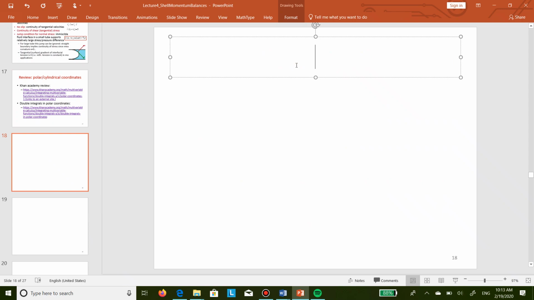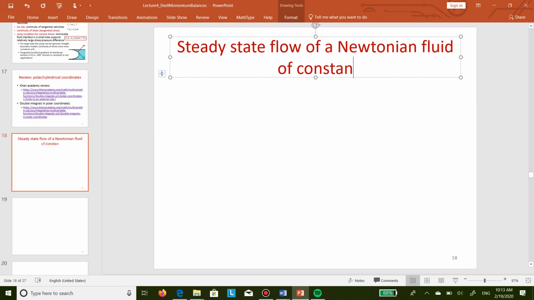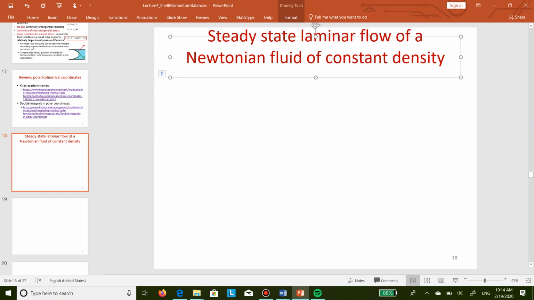So this is going to be steady state flow of a Newtonian fluid of constant density. And I also will say laminar. Now I'm just going to change. This is what we already had. That was our thin film, which was steady state laminar flow of a Newtonian fluid of constant density. We had it down an incline.